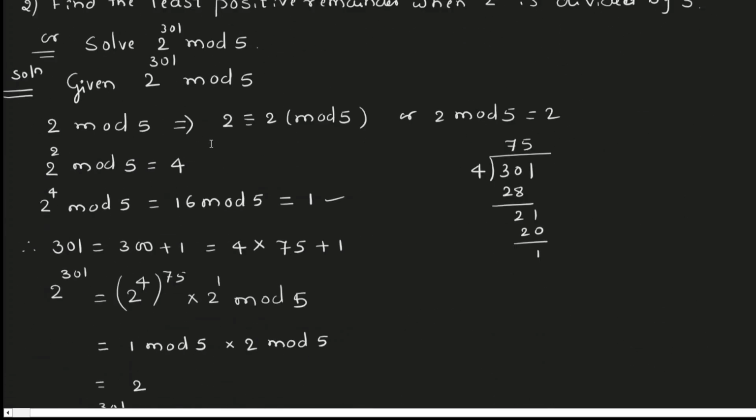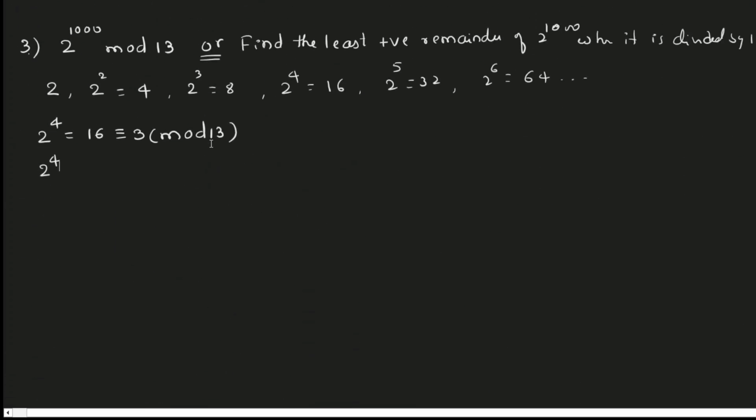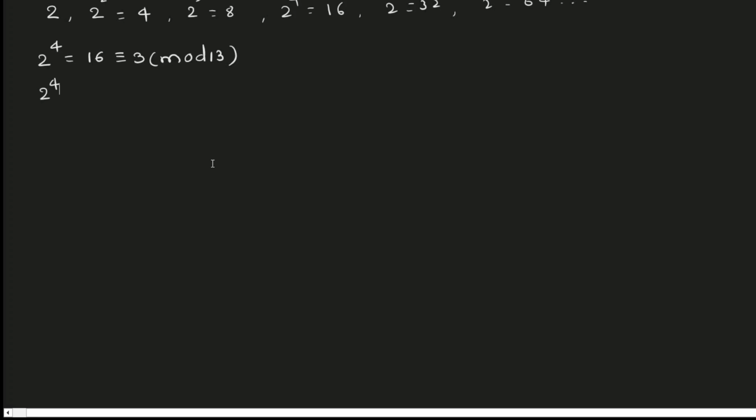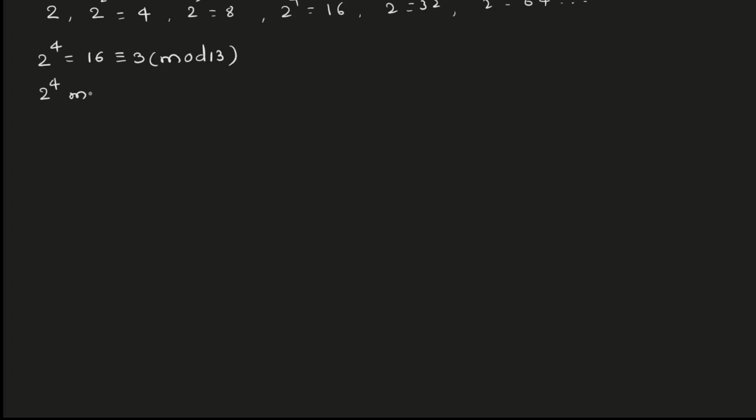Like this. Write on the remainders. Yes, 2 raised to 4 mod 13, or 16 mod 13. Whatever is convenient to you, write that. Yes, the remainder will be 3.